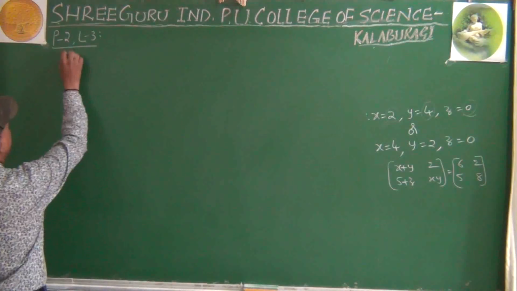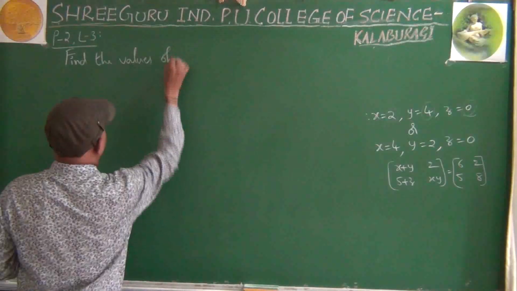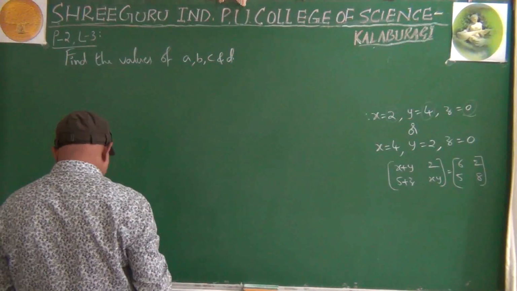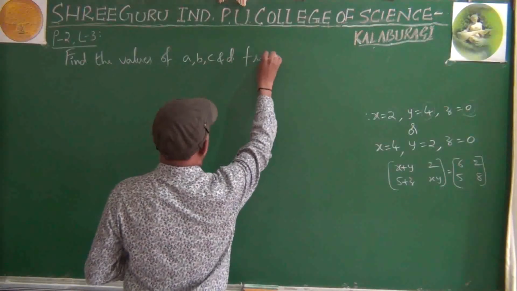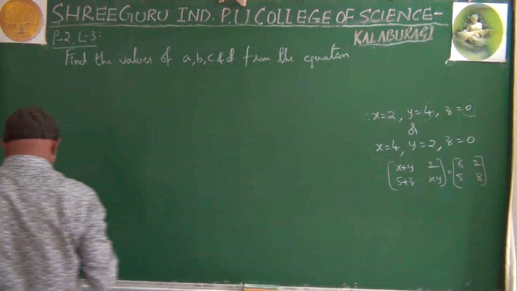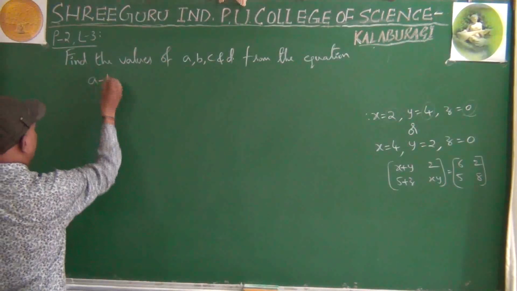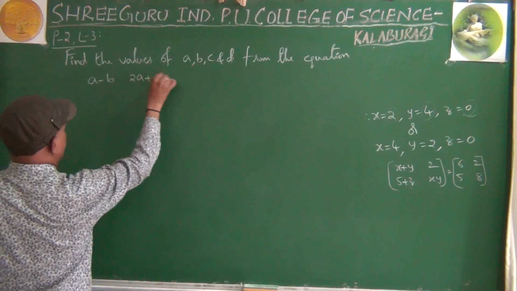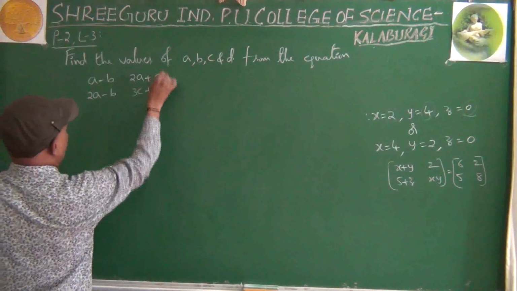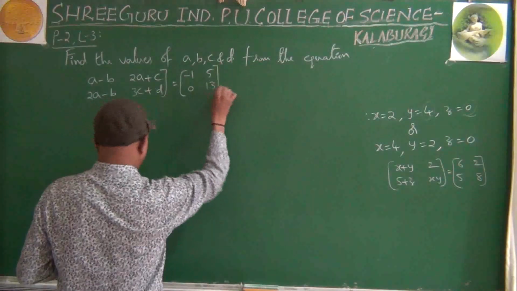Find the values of a, b, c and d. Next question. Find the values of a, b, c and d from the equations: a minus b, 2a plus c, 2a minus b, 3c plus b, minus 150, 13. Right?